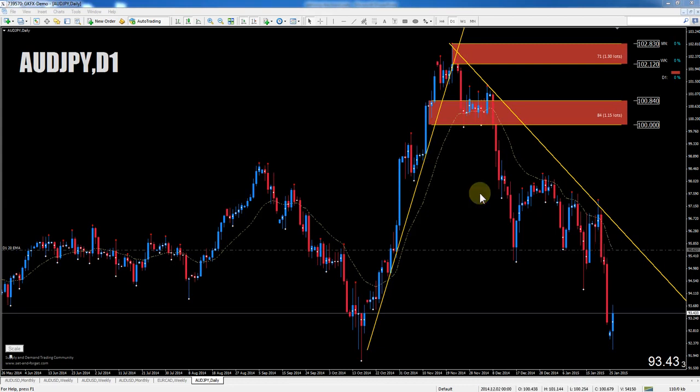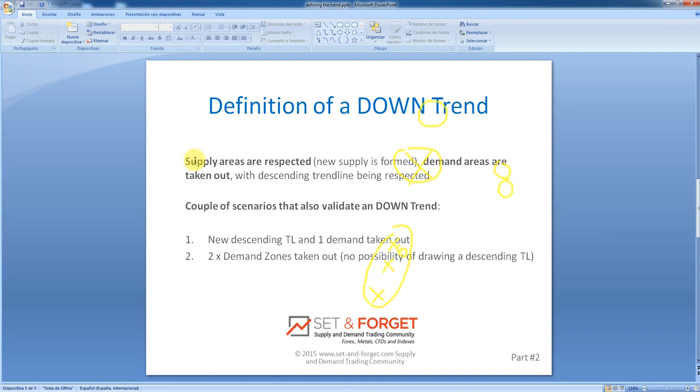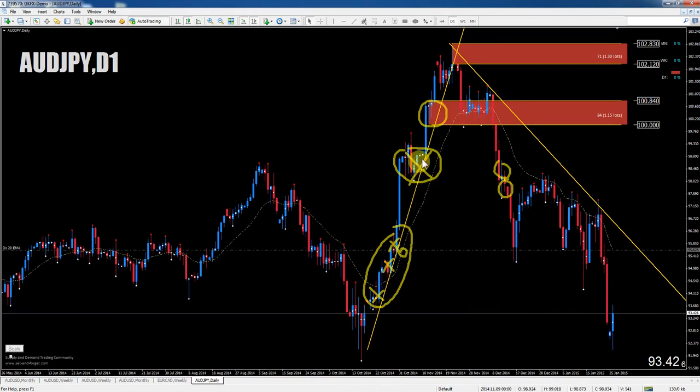But the definition of a downtrend means that now when we start getting lower than this low, we start removing areas of demand. First area of demand removed, two areas of demand removed, 3, 4, 5. This area was removed, that one area, this one area as well. So price dropped and all these areas over here were removed. Okay, so now we've got the definition of a downtrend, which is exactly this. Supply areas are being respected, demand areas are removed. And that is what happened here. Demand areas are removed, supply areas are being respected.